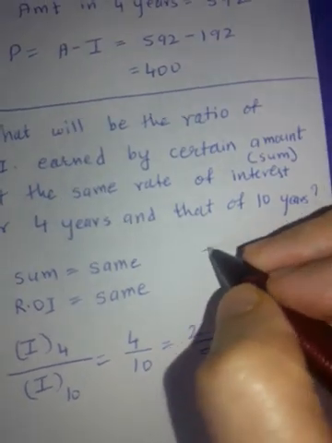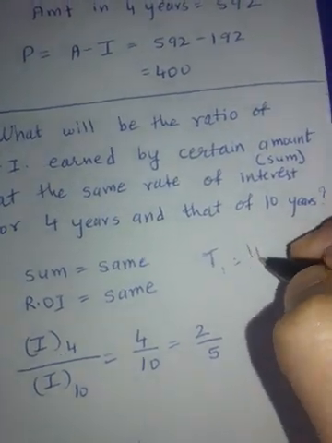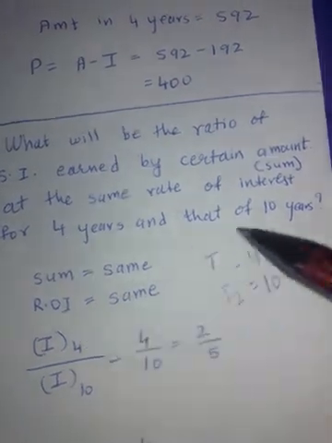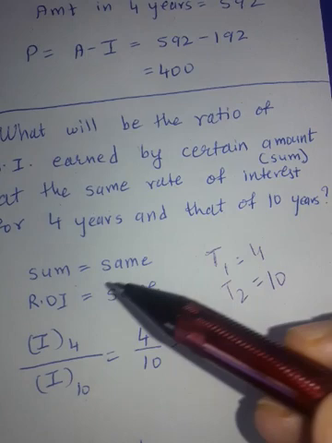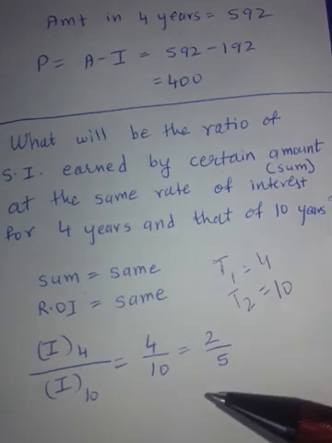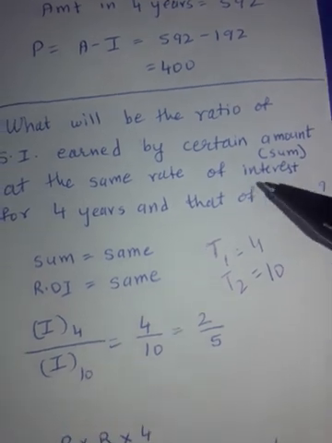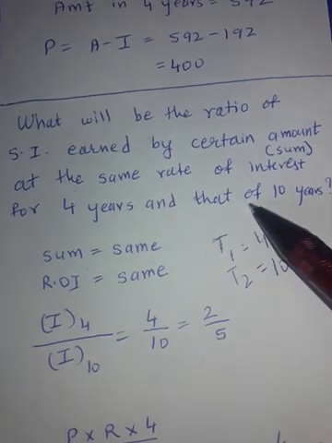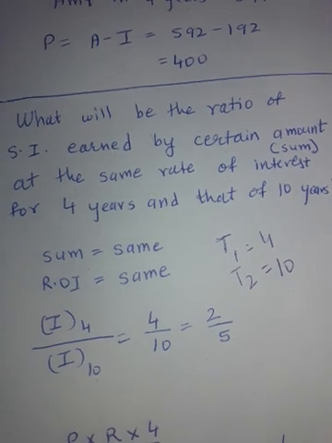T is different, correct? T1 is say 4 years, T2 is 10 years. So their interest earned will also be in the ratio of their time, because sum and rate of interest are same. Since principal is same, rate is same, so ratio of interest will be same as ratio of time. You don't have to write this formula and calculate. It is also oral. 4 and 10, so 4 upon 10, that is 2 upon 5 or 2:5.